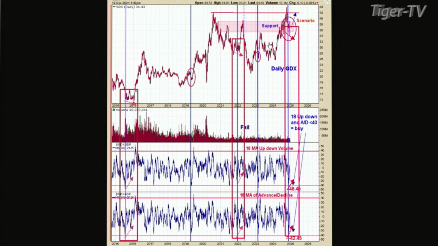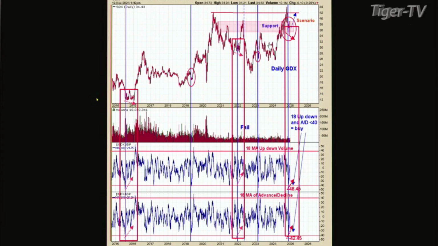Same thing happened in 2022. Both indicators went below minus 40, and the market went a little bit lower over the next several weeks, and both indicators made higher lows. We have the exact same thing right now. On November 15th we hit minus 42 on the bottom window's advance-decline, and the up-down volume hit minus 48, and the market bounced up. Now we're hitting a lower low, but both indicators are making higher lows. This is a pretty rare occurrence.